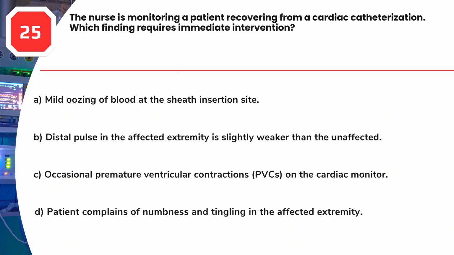Question 25. The nurse is monitoring a patient recovering from a cardiac catheterization. Which finding requires immediate intervention? A. Mild oozing of blood at the sheath insertion site. B. Distal pulse in the affected extremity is slightly weaker than the unaffected. C. Occasional premature ventricular contractions, PVCs, on the cardiac monitor. D. Patient complains of numbness and tingling in the affected extremity.